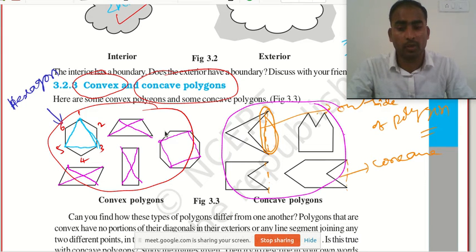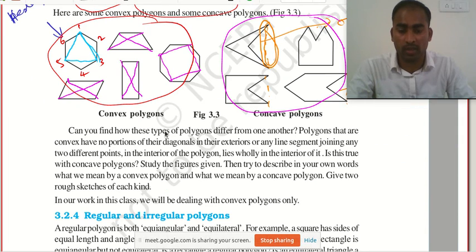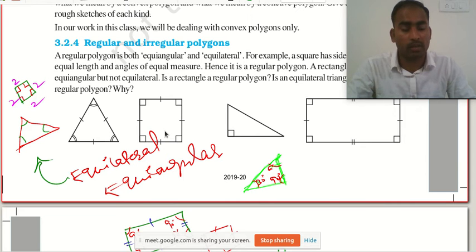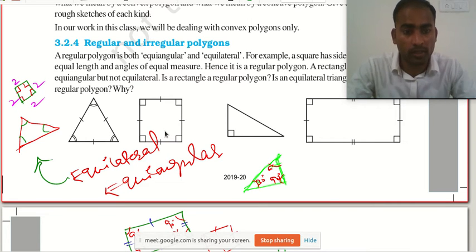And we discussed the sum of angles in polygons, in convex polygons, and in concave polygons I gave one example as homework for you. We also discussed regular and irregular polygons. What is a regular polygon? A regular polygon has to be equilateral and equiangular. Before that, what does equilateral mean? All the sides of a polygon are equal, that is equilateral, and if all the angles of a polygon are equal, that is equiangular.